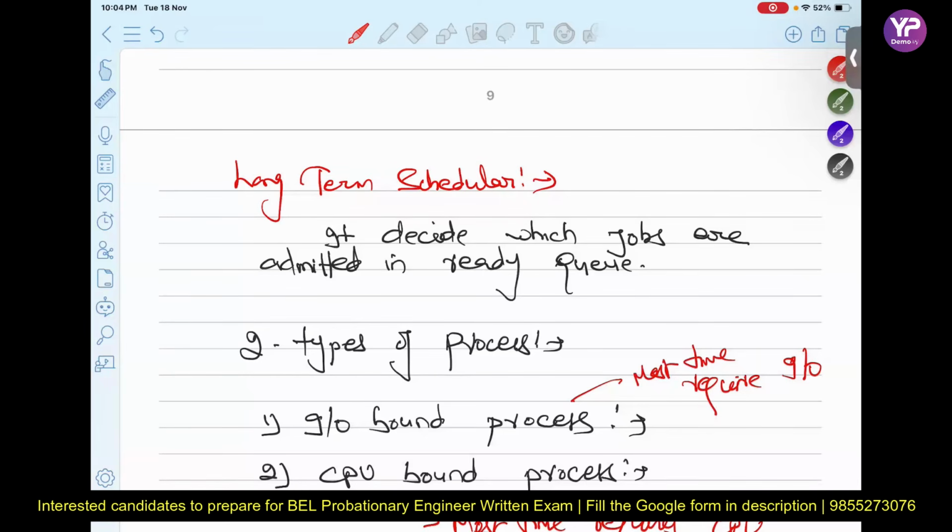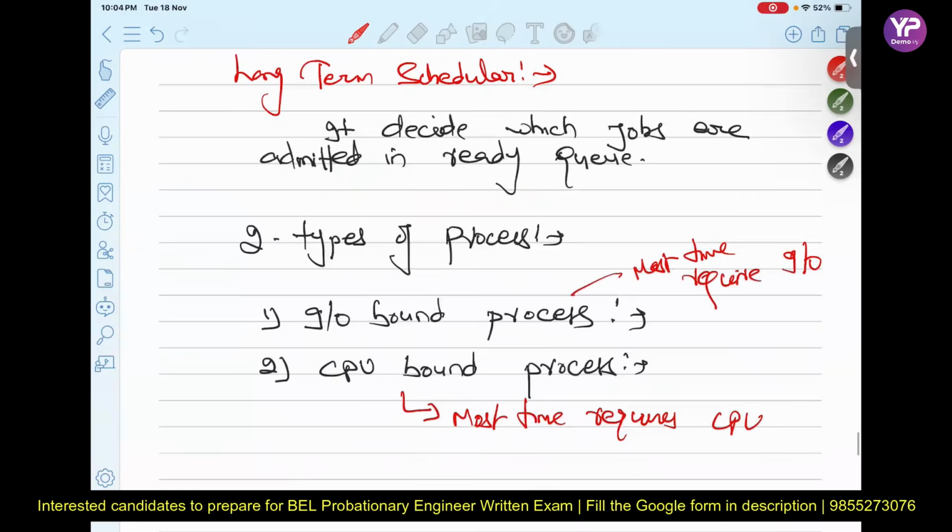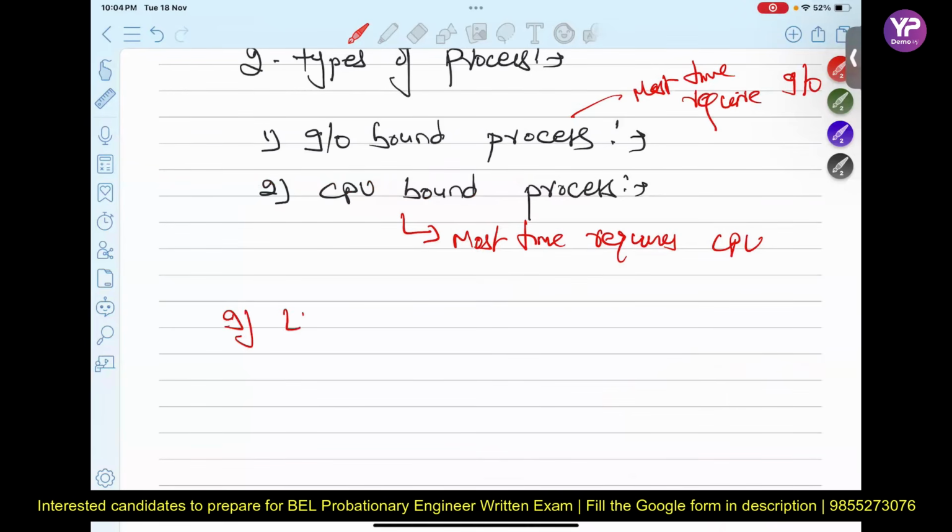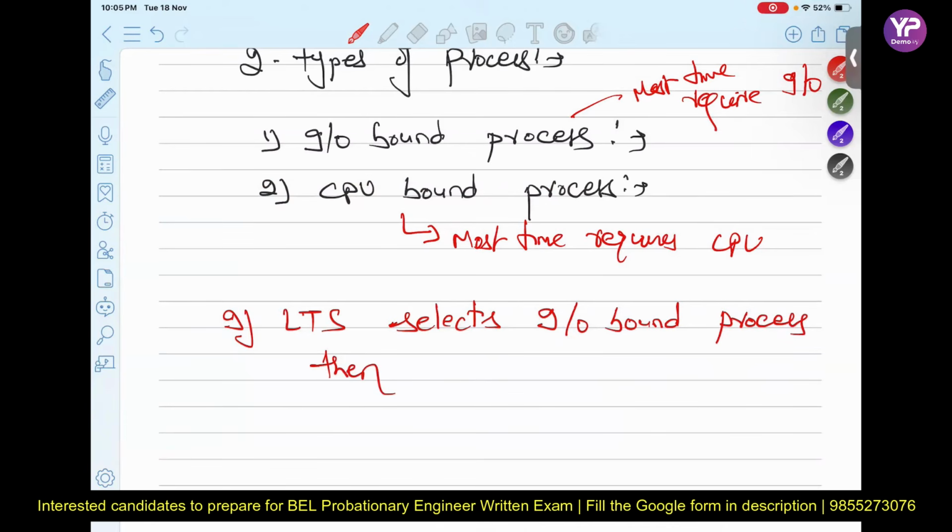What is the problem if long-term scheduler always selects the processes which are moving from new to ready state and the process is IO bound process? What happens? There is starvation. Means CPU will be idle and there will be starvation for the processes which need CPU. So if LTS, means long-term scheduler, selects IO bound process, then CPU is free most of the time. So throughput decreases.